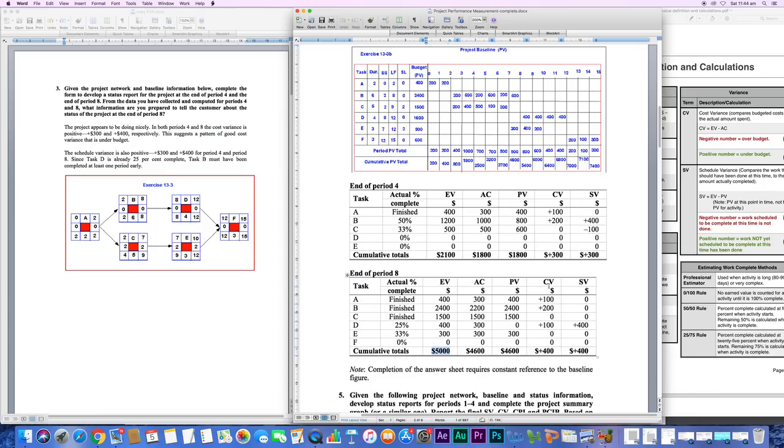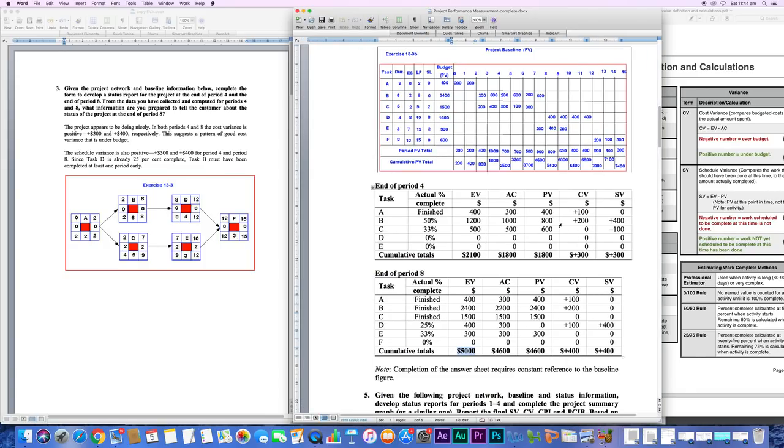And then you calculate cost variance. Again, cost variance, earned value minus actual cost. So 100 here, 200 there, 0 there, plus 100 here, 0 there. All pluses for all activities. So cost is really great, budget is great, total is positive. So no problems in both periods 4 and 8.